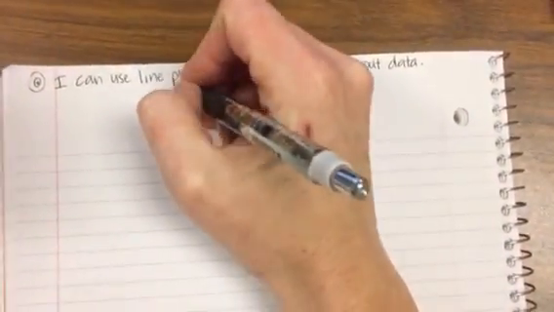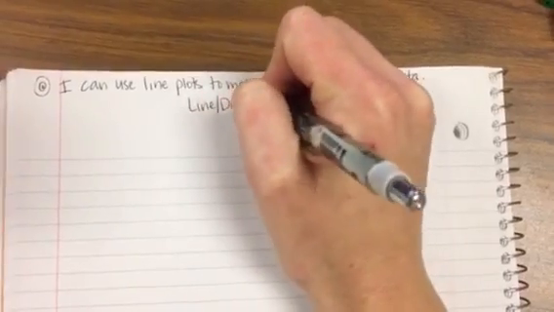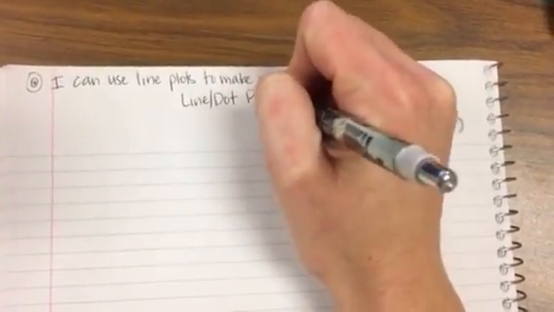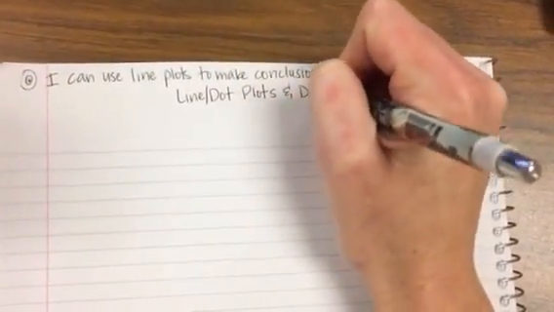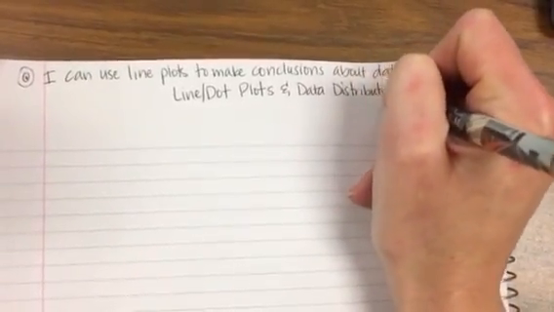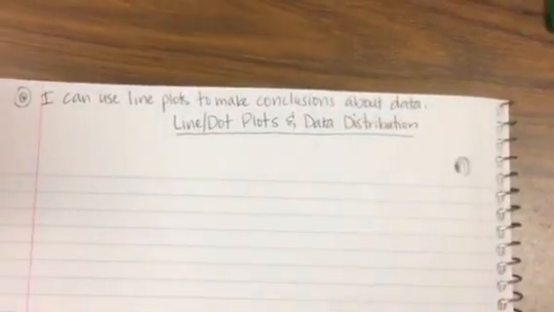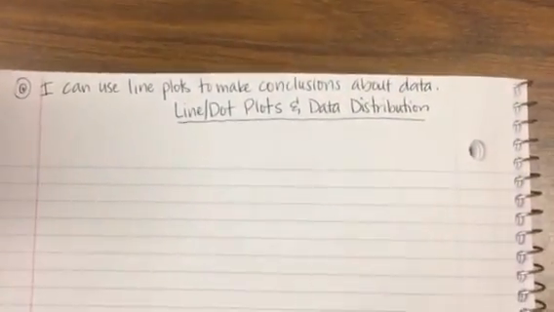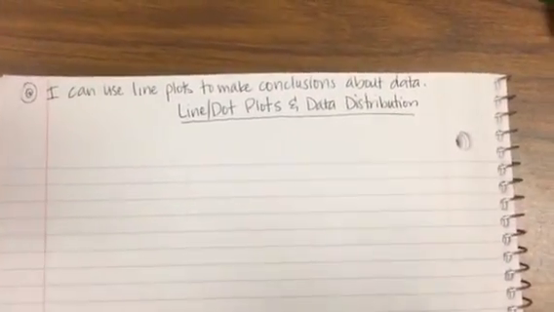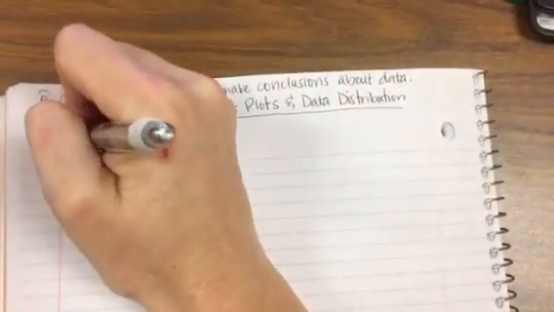And then the title of today's page is line or dot plots, because we are going to talk about the difference between those two, and something called data distribution, which is just a fancy way to say how the data is spread out. So before we start, I want us to talk a little bit about a line plot or a dot plot.